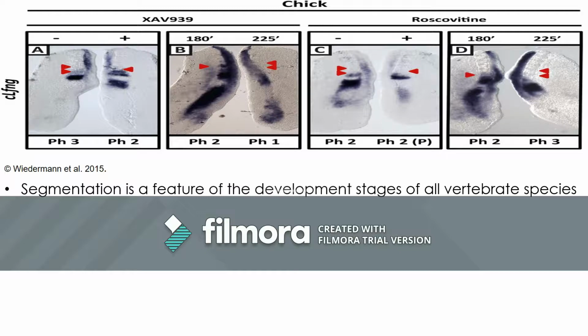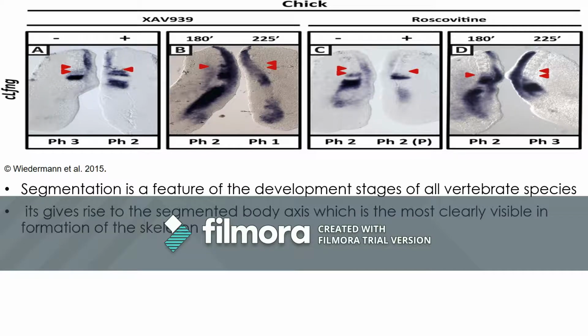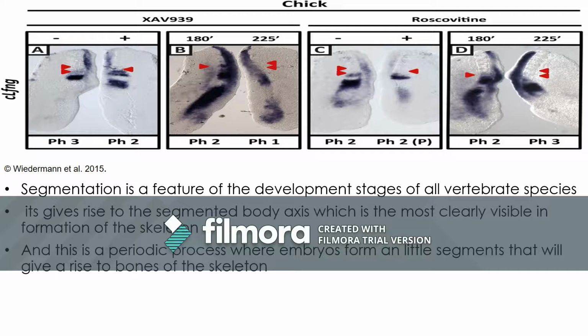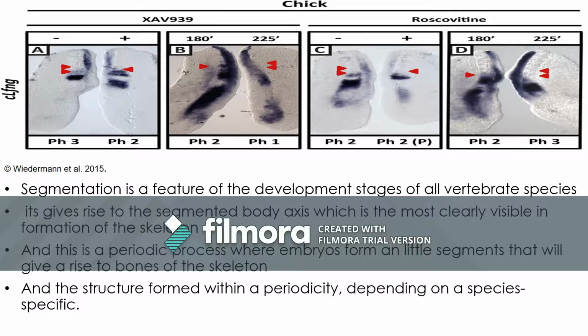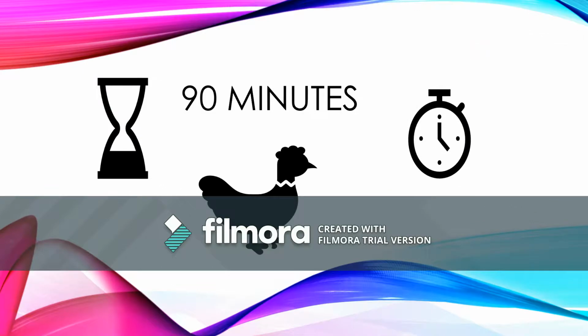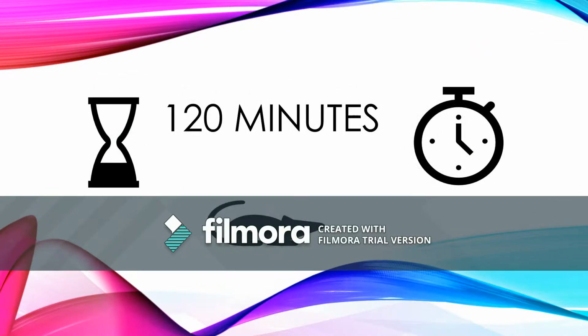Segmentation is a feature of the development stages of all vertebrate species. It gives rise to the segmented body axis, which is most clearly visible in the formation of the skeleton. This is a periodic process where embryos form little segments that will give rise to the bones of the skeleton, and this structure forms with a periodicity that is species-specific. For example, chicken form a somite every 90 minutes and mouse form a somite every 120 minutes.